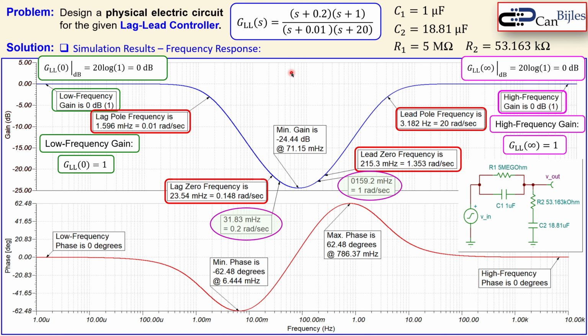Alright guys, this is our example number 6 about the lag lead controller realization using a physical electric circuit. We have seen how we can determine the values for our capacitors and resistors in this circuit, and also verified this in the simulation using the frequency response. And we see also that some of the values are off according to the required transfer function, because the zeros are very close to each other.